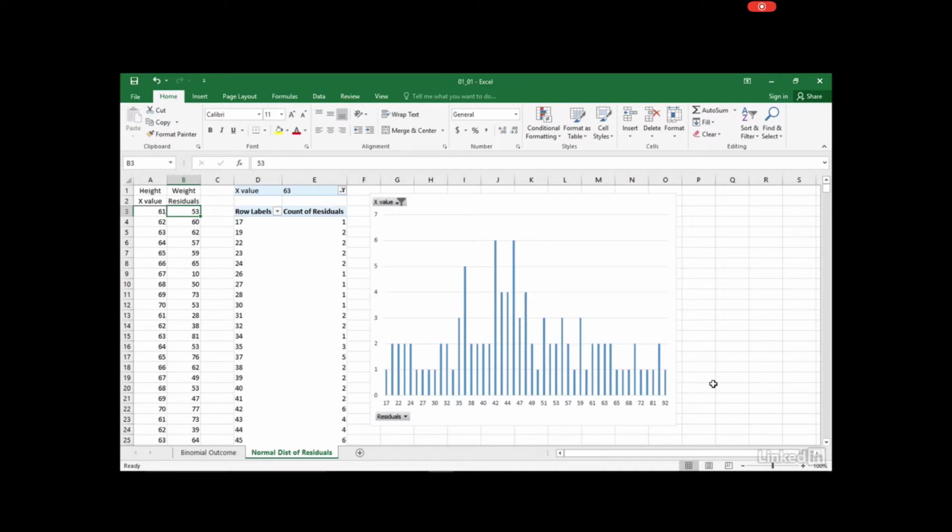So at this point, I would want to take a look normally at more of the x values to see how the residuals are falling out. But at this point in this case, I'm pretty well satisfied that we've met the normality assumption for the weight residuals.